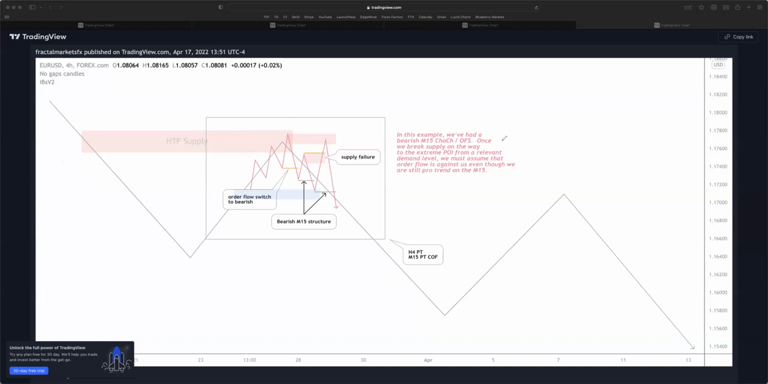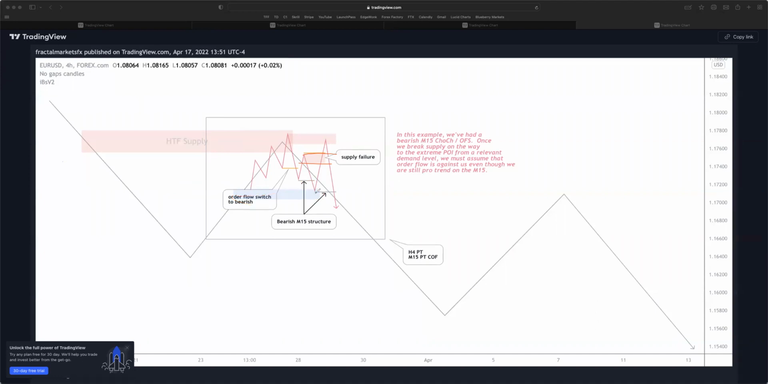In this example, we've had a bearish M15 change of character, tick / order flow shift. Once we break supply on the way up to the extreme POI from a relevant demand level, we're just assuming that this is a relevant demand level. Maybe there's a flip zone in here, whatever. So again, just take this with a grain of salt, just understand the concept.